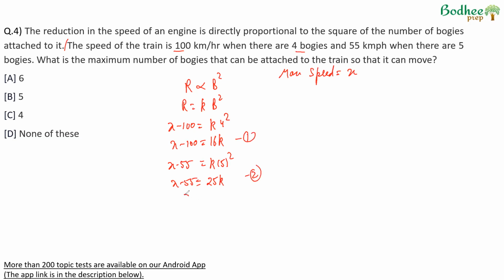What we can do is we can say 2 minus 1. x minus x cancels, minus 55 plus 100, minus minus plus, is equal to 25k minus 16k. Which means 45 is equal to 9k. K is equal to 5. Putting this value here, x minus 100 is equal to 16 into 5. X is equal to 80 plus 100, 180.